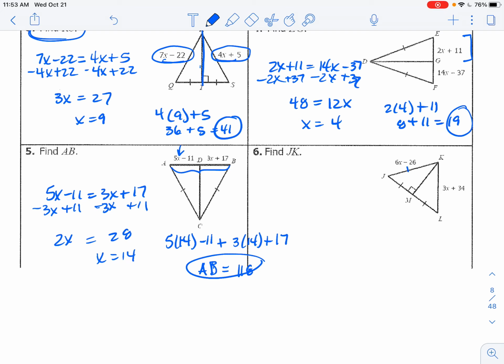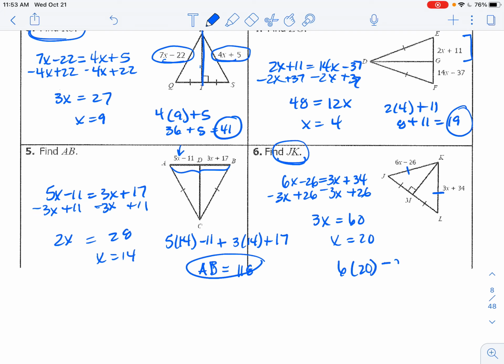And the last problem, JK. So again, congruent segments. So 6x minus 26 is equal to 3x plus 34. I'm going to subtract 3x and add 26 to both sides. That gives me 3x is equal to 60 and x is equal to 20. It's asking me to find JK, so I'll substitute in the 20 for the x. And that's 120 minus 26, and I believe that is 94. That is your JK.